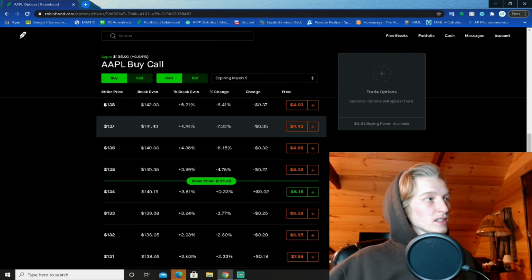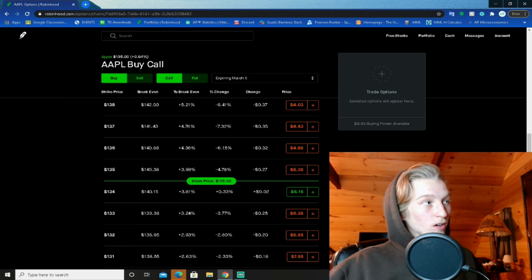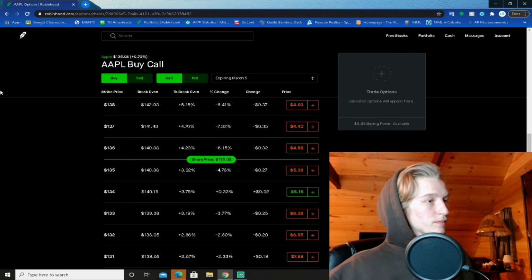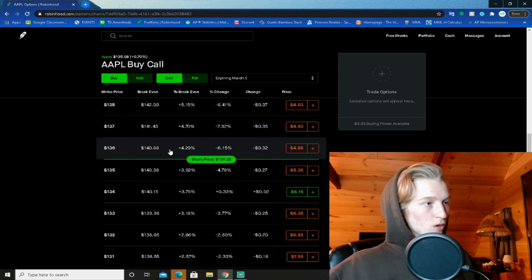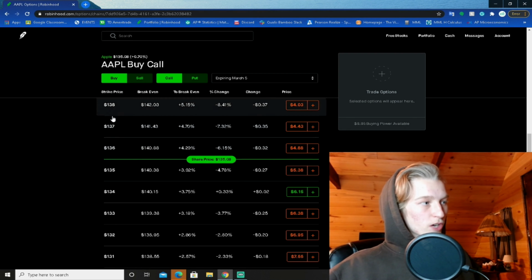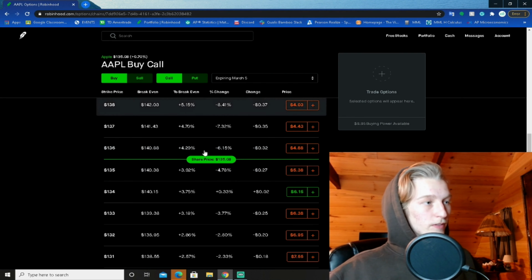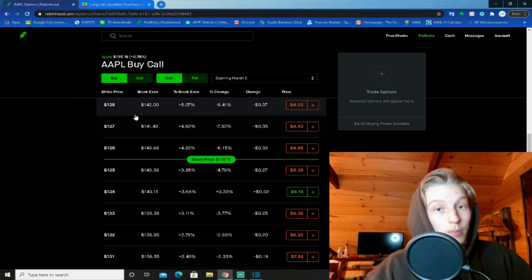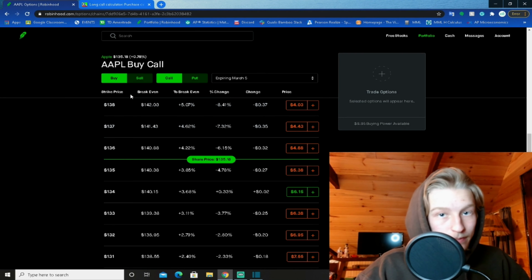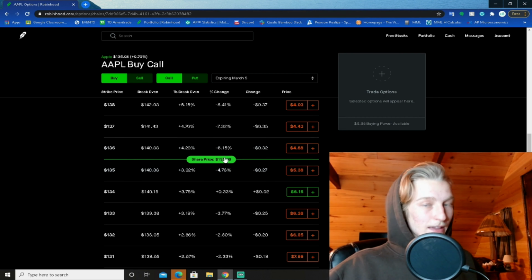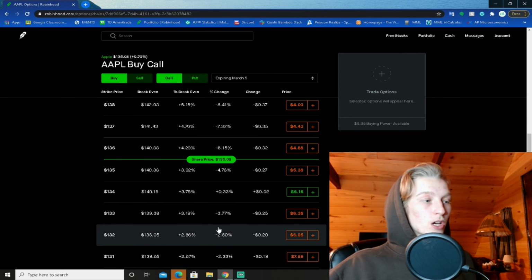So as you can see, Apple ended the day at $135 per share. I'm recording this on February 2nd, after hours, so whenever you're watching this, kind of put yourself in that timeline. Any of these strike prices that are above the current trading price, which is $135, is called out of the money. The market price, such as $135, is called at the money. And then anything below is called in the money.